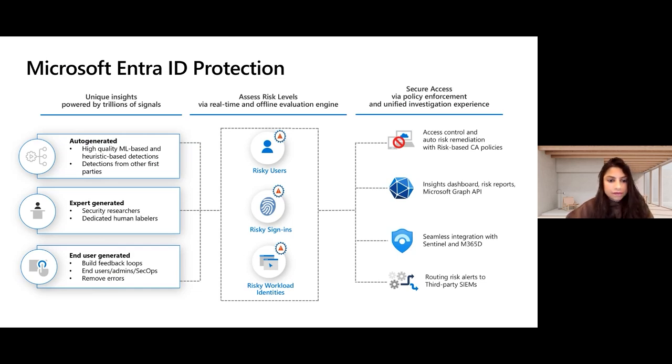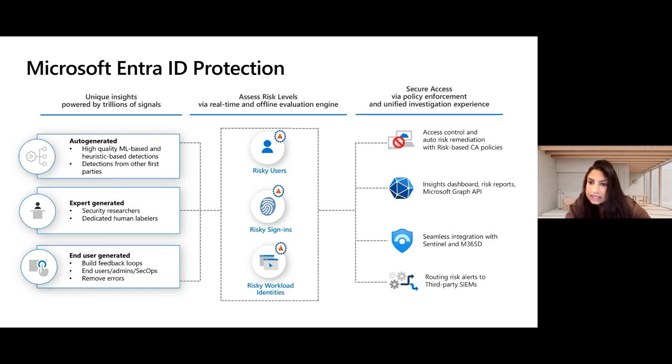So how does this really work? Entra ID protection analyzes trillions of signals, checks for anomalies and risky behaviors. It flags any suspicious activities and reports any risky identities that might have been compromised. And we have the signals coming in from three main sources. The first one is the auto-generated signals, and those are our high-quality ML detections. We also get detections from first parties. The second source is our expert-generated signals, which are dedicated teams of security researchers and human labelers who investigate and identify attack patterns and compromises.